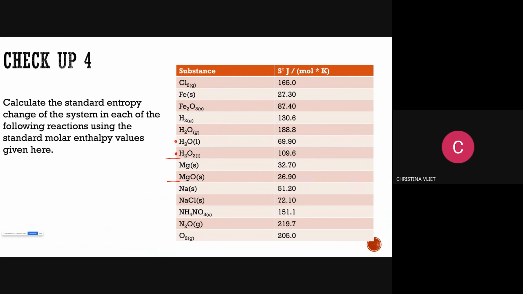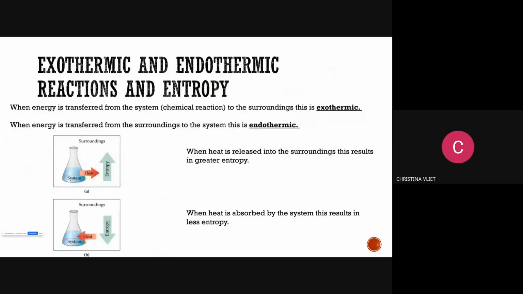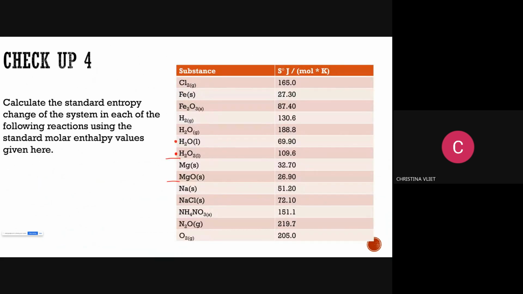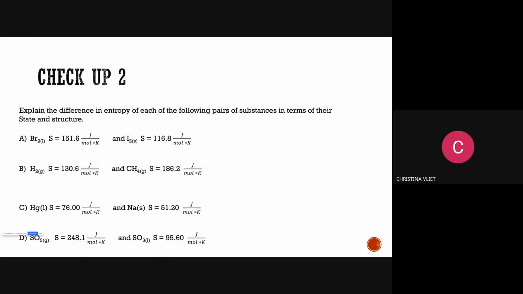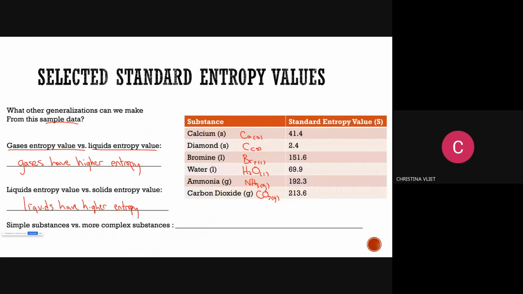Yes, go ahead, Caesar. Well, why is oxygen so high? Because it's a gas. So it's higher than. These are generalities, and these generalities are brought up in the book. You need exact numbers if you're actually going to do calculations. So generally, and this is generally true, more complex substances have higher entropy, if all other factors are held constant.